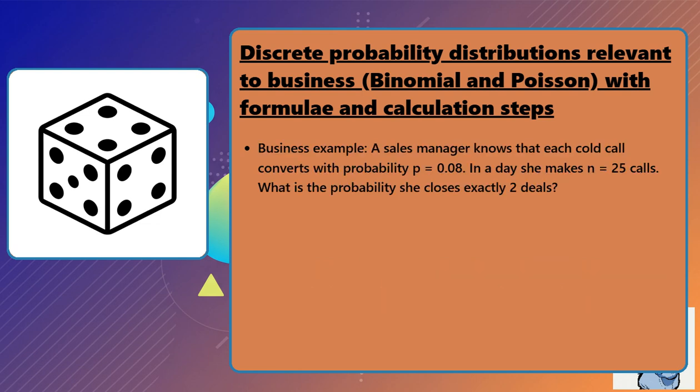Business example. A sales manager knows that each cold call converts with probability p = 0.08. In a day she makes n = 25 calls. What is the probability she closes exactly 2 deals? P(X = 2) = (25 choose 2) × (0.08)² × (0.92)^23.